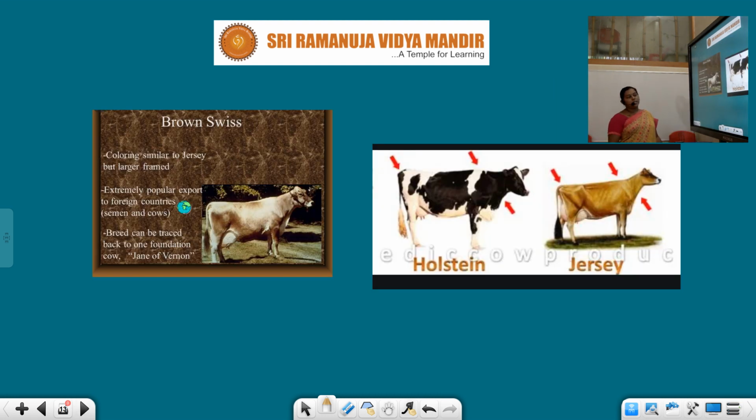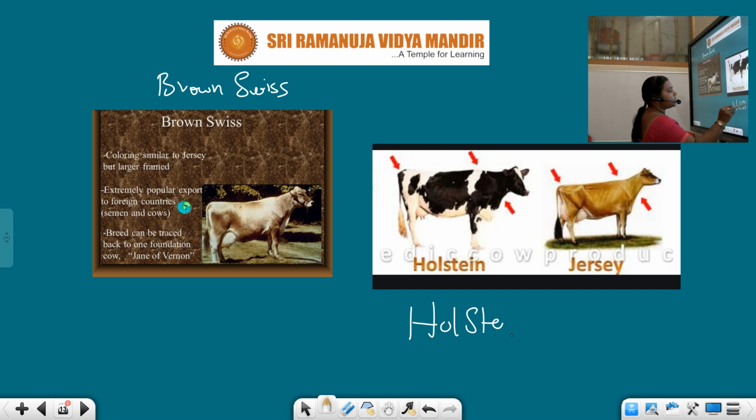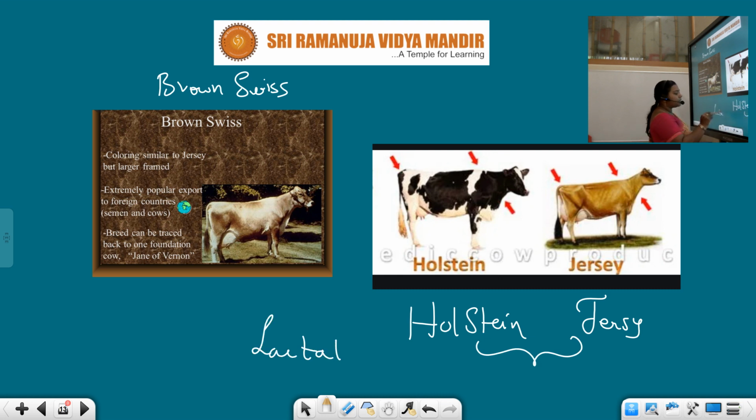These are the foreign breeds like Brown Swiss. It is one of the good foreign breeds, that is Brown Swiss, and this one is the Holstein, and this is the Jersey. These two have a good lactation period.